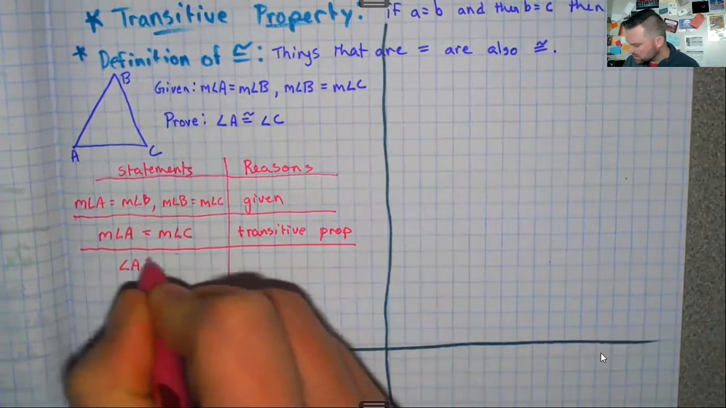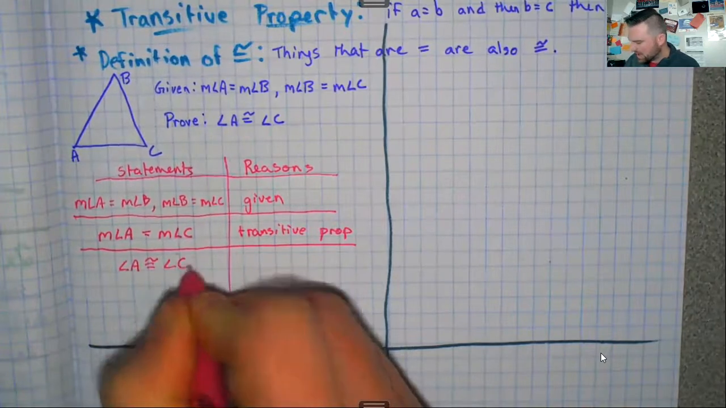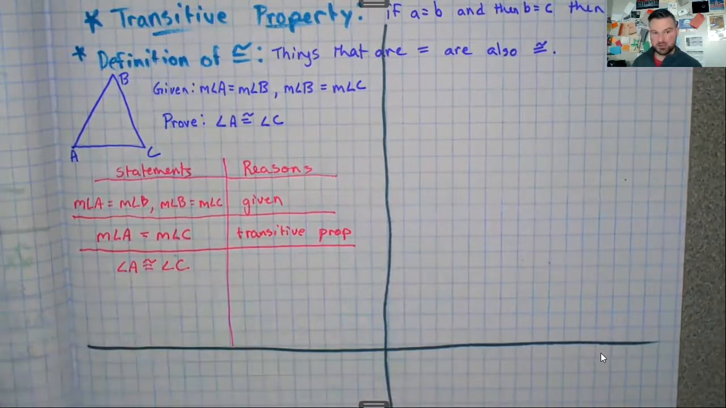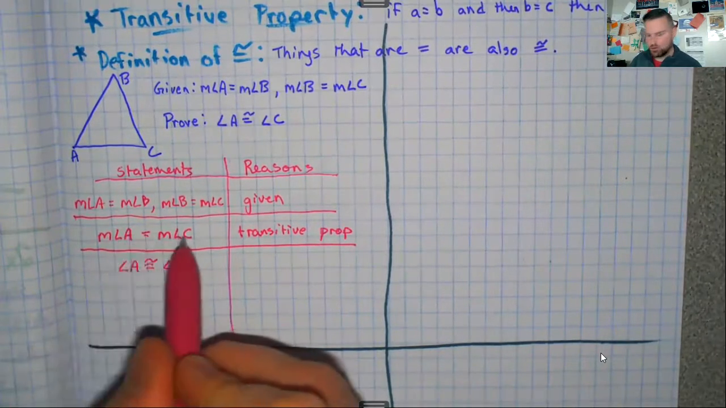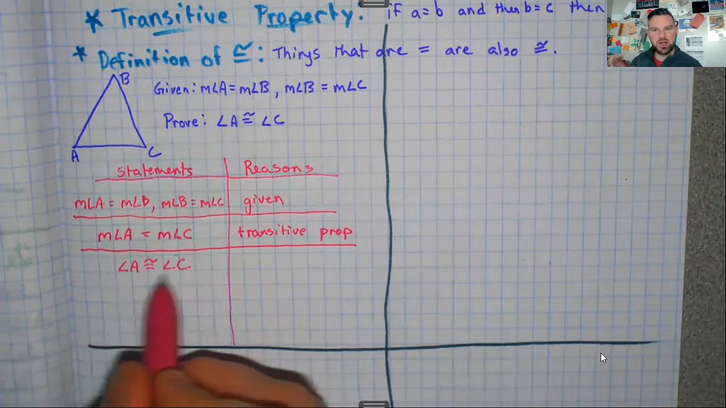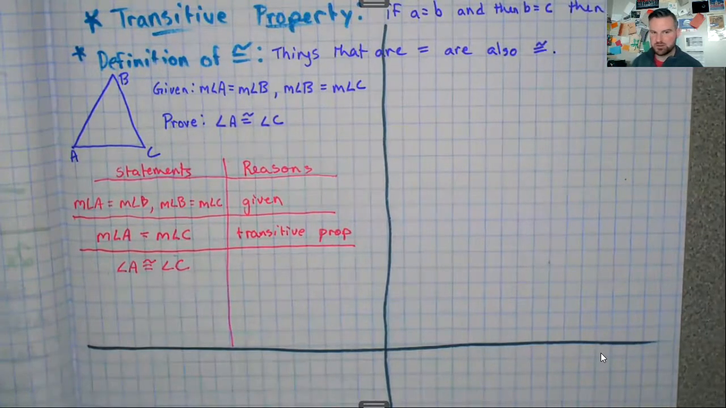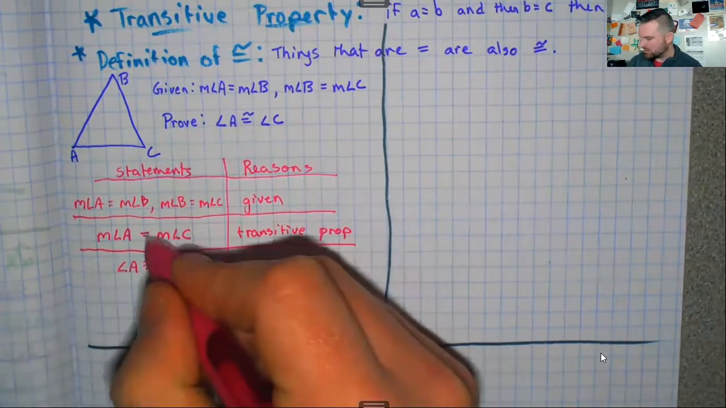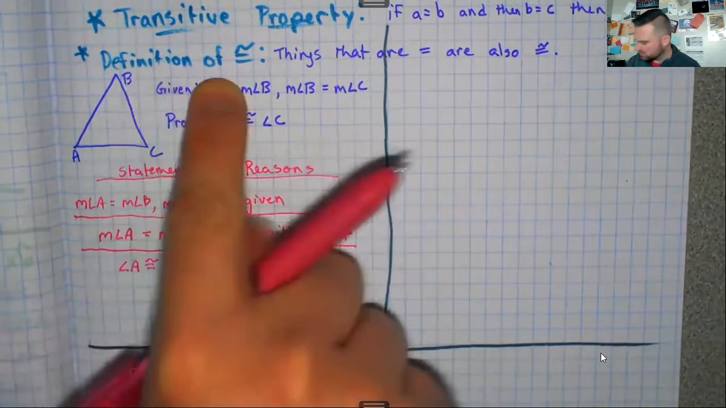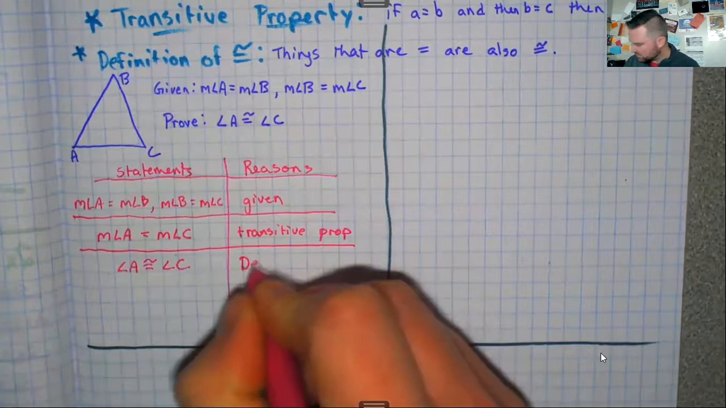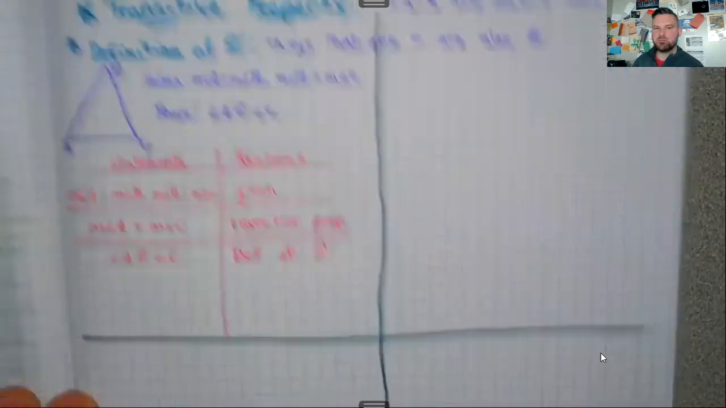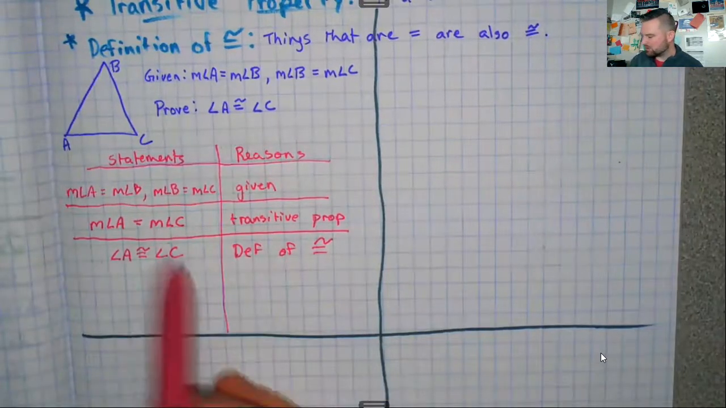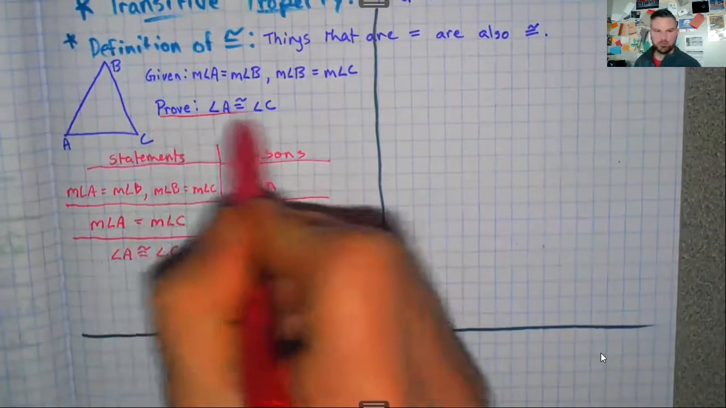Now notice I changed the sign and I got rid of the actual measurement. This is talking about two numbers being equal. This is just talking about two physical angles without the measurements. And I can make that change because of the definition of congruent. So, definition of congruent. And I'm done. I know I'm done because my last statement was what they wanted me to prove.